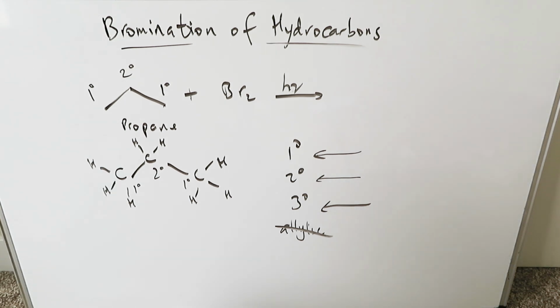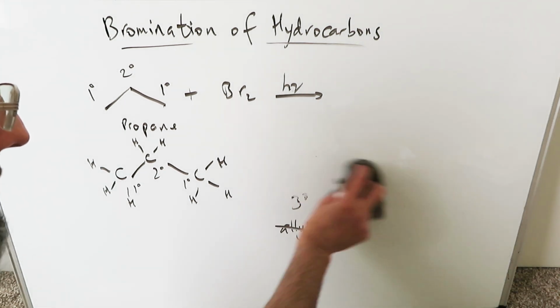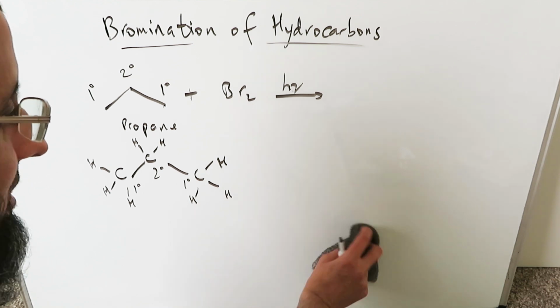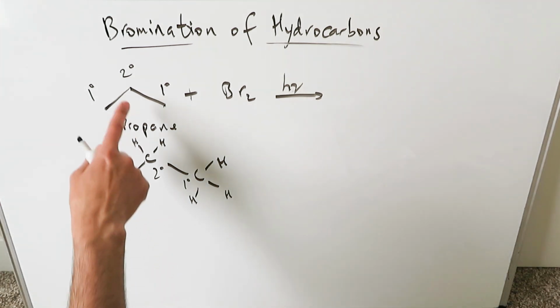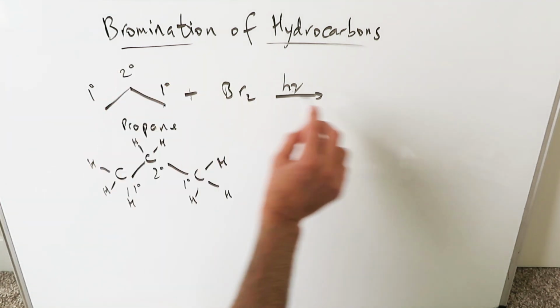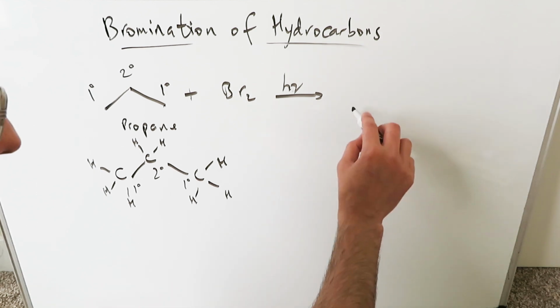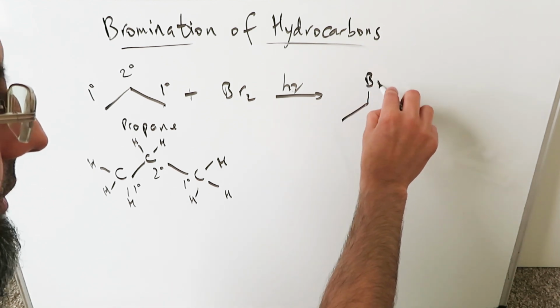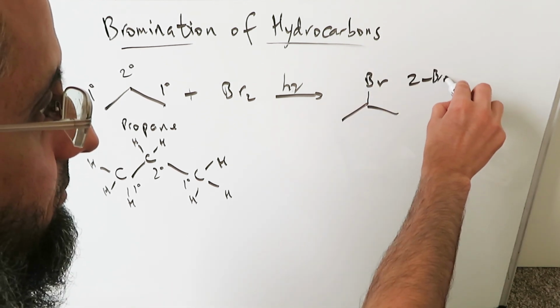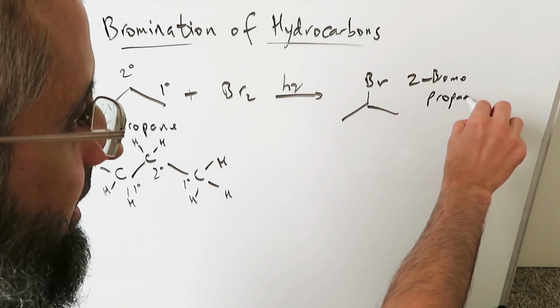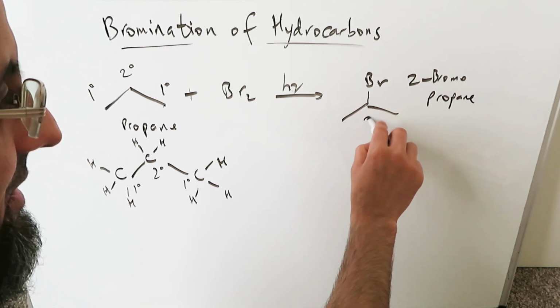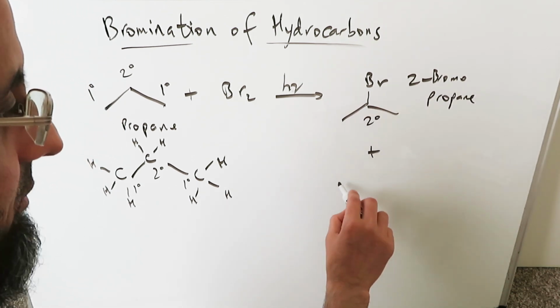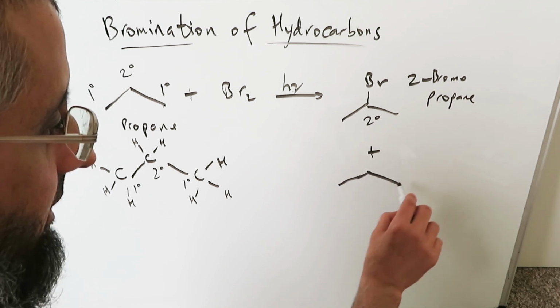When I'm looking over here at this molecule propane, I have 2 primary carbons and 1 secondary carbon. So the bromine will want to attach over here and attack. Your most likely outcome will be this, and we will call it 2-bromopropane, because here it's attacking the secondary carbon.